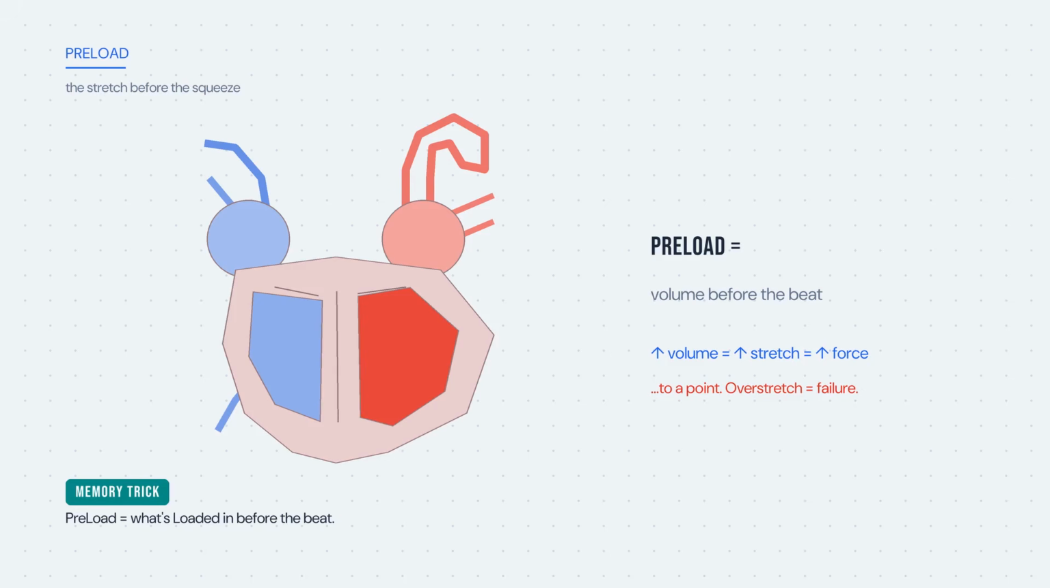Preload is the volume in the ventricle right before it squeezes, the stretch on the muscle. More volume returning means more stretch, and up to a point, more stretch means a stronger squeeze. Think of a rubber band. Pull it further, it snaps back harder. Now overstretch it, and it stops snapping back at all. That failure point is heart failure, and we will watch it happen in Chapter 4.